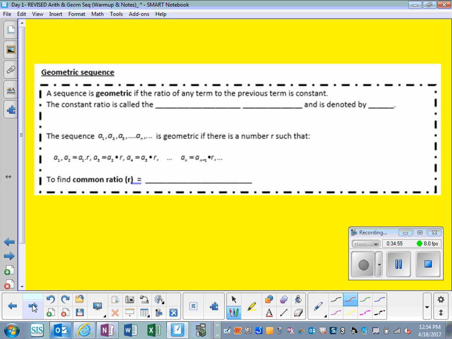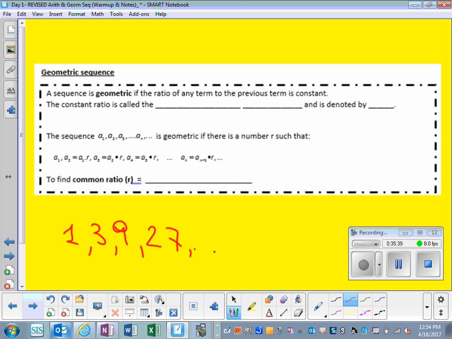Can we move on? Second half of the lesson, or I guess third, geometric. So what is the geometric sequence? It has very little to do with geometry. A sequence is geometric if the ratio of any term to the previous term is constant. Instead of adding the same number, we are multiplying by the same number. Give me an example. Luis, give me an example. We'll start with 1 and then 3 and then 9, right? So times 3, times 3, times 3.